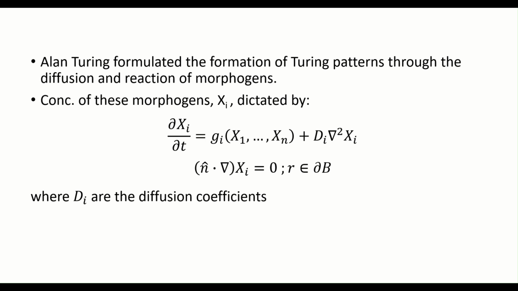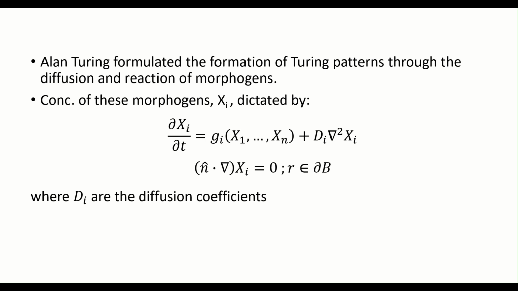The first term indicates the source term. It's basically providing us information about the interaction between all of the morphogens. The second term is the spatial change of each of the concentrations, which is multiplied by Di, accounting for the degree of diffusion, and is called the diffusion coefficient.